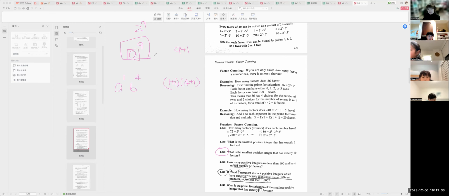Okay, so this one will be pretty big, 2 to the power 9, right? Because we want to get the smallest, the better. The prime factor will be 2. Or we can have 2 to the power 4 times 3 to the power 1. I think this one will be much better than 2 to the power 9, right? So the answer will be 16 times 3 equals 48. That is the smallest possible positive integer that has exactly 10 factors. Understand, everybody?